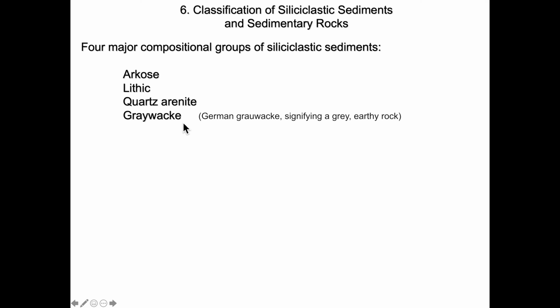When we talk about composition of siliciclastic sediments, we have 4 major groups. Arkose, which are made predominantly of feldspar grains. Lithic, these are made of grains of rock. So broken pieces of rock will form the grains in a lithic siliciclastic sediment. Quartz arenite is a very clean quartz sandstone. And a greywacke. This is a grayish, bluish, greenish colored rock. Wacke is German for trash or garbage. So it's gray garbage. This means it's made up of all kinds of junk, rock junk.